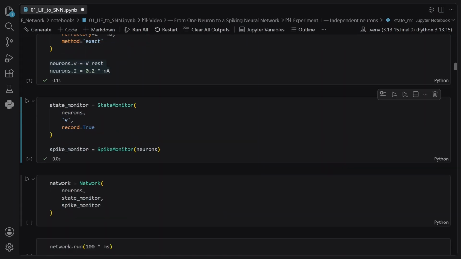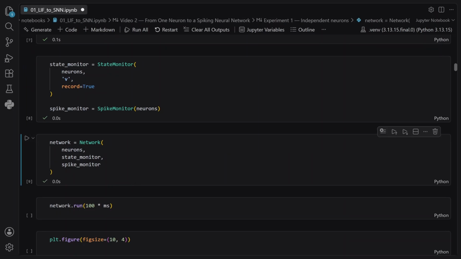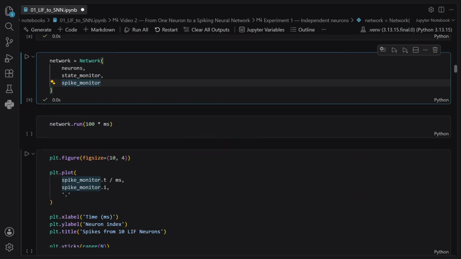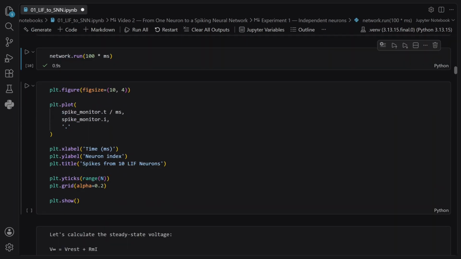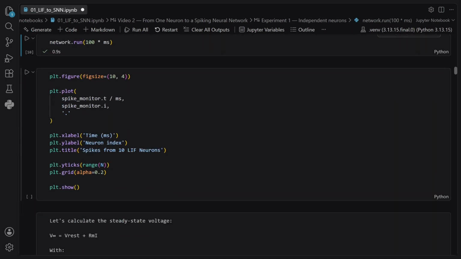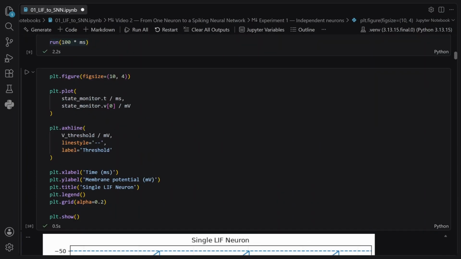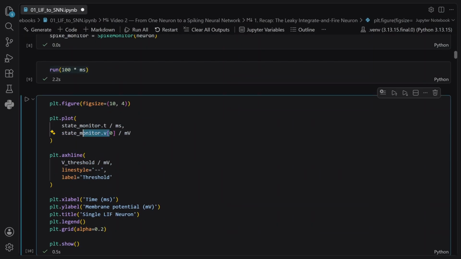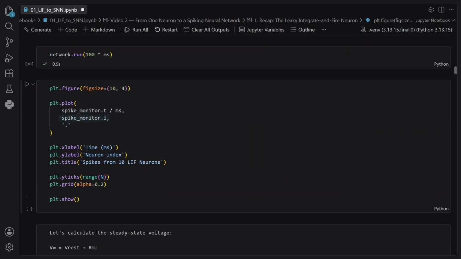State monitor, our spike monitor. Put them in some sort of network. So this network will observe all these neurons, will get all the membrane potential, and everyone spikes. Let's run this. So this time we are monitoring only spikes. Last time we monitored membrane potential. So let's see how that goes.